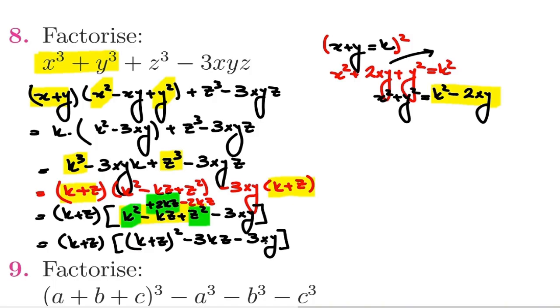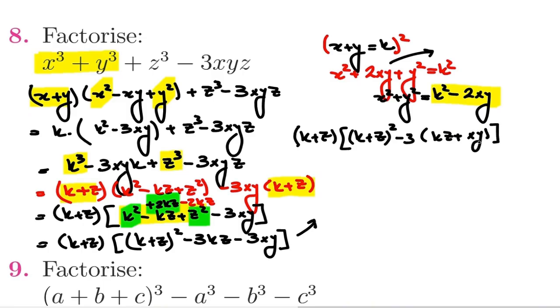Alright. What can we factor out from here? We can factor out a minus 3 from here. It's almost done. It won't turn out to be something perfect, but at least we'll have factored it. K plus z stays at the front. We've opened our parentheses. Here, we have the square of k plus z. And here, inside the minus 3 parentheses, we have kz plus xy. Like this.